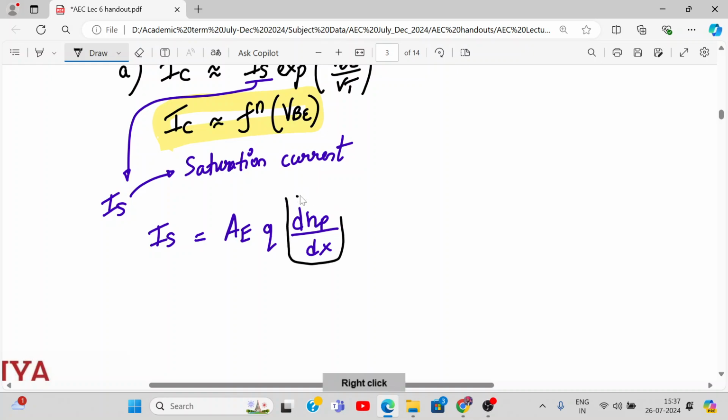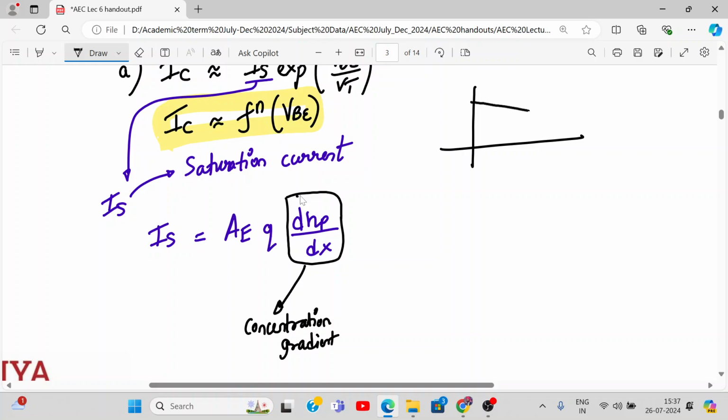np is the concentration of electrons in the P region. So this is called the concentration difference or concentration gradient, the change in concentration versus distance. Yesterday I drew one diagram. Initially the concentration is this much, then it falls down. Correct? Yes or no? So this was the concentration in the base, np versus x. There is a difference in concentration, because in the N region the concentration of electrons is very high, and wherever it goes into the P region it becomes very, very low. So there is a change in concentration.